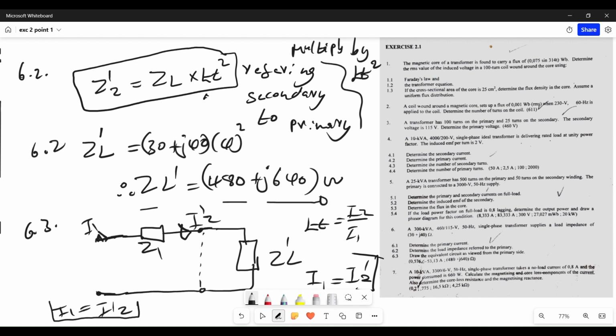Now we're going to be solving the last question, question 7. This is the question that I couldn't wait to answer. It's a very interesting question. So let's move on to question 7.